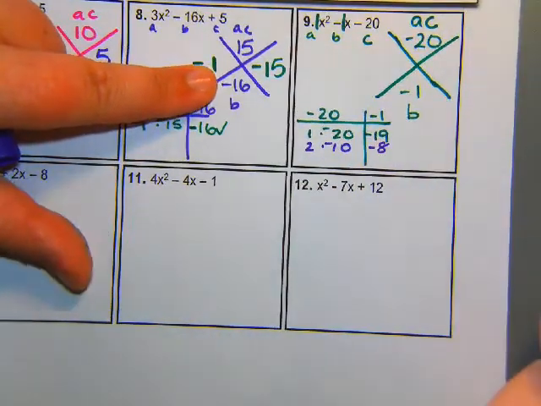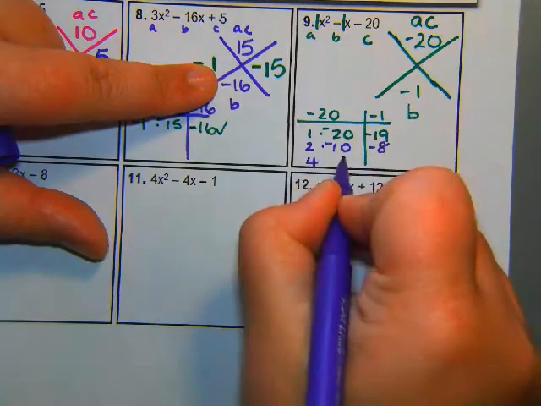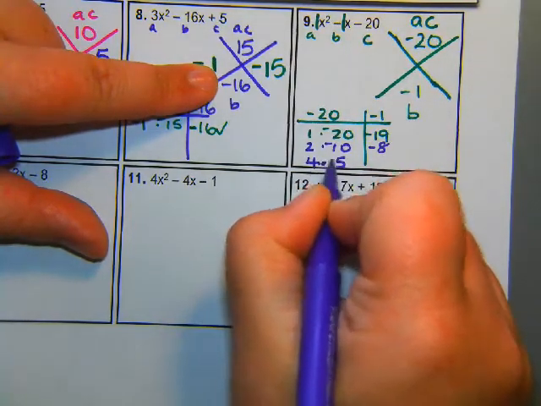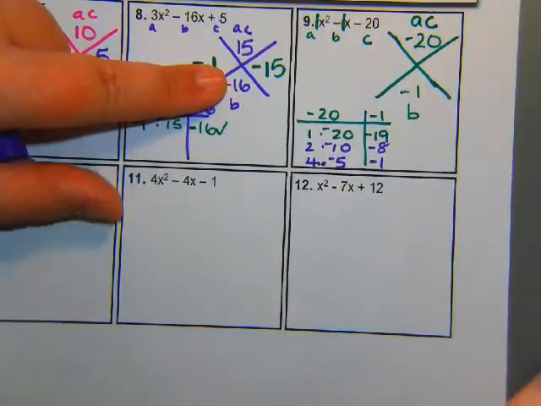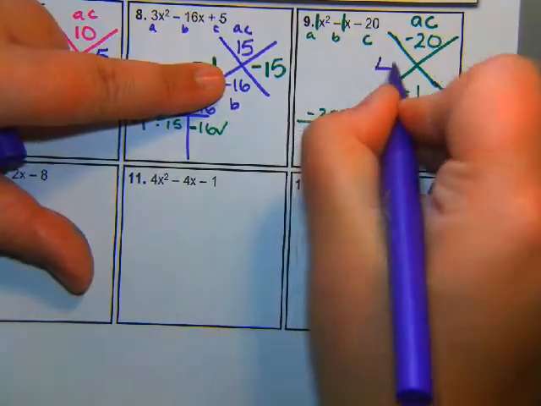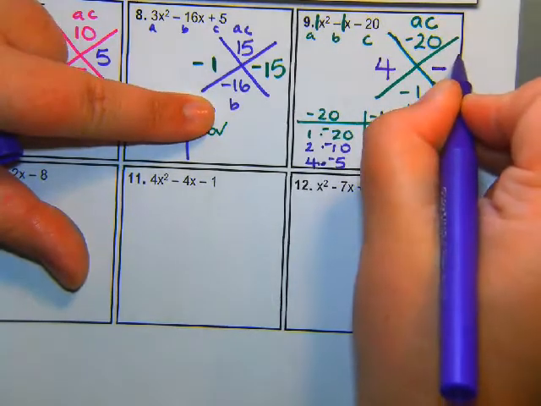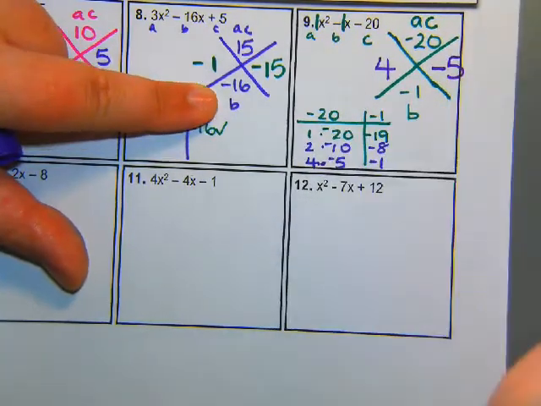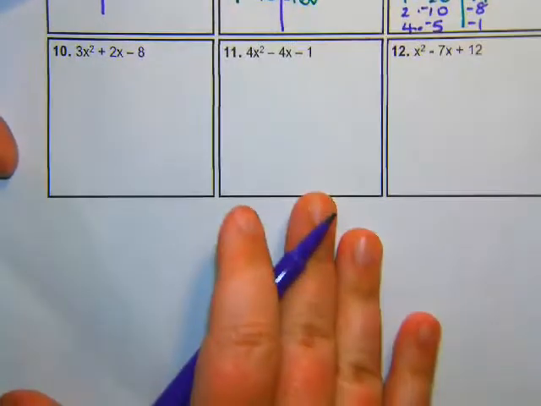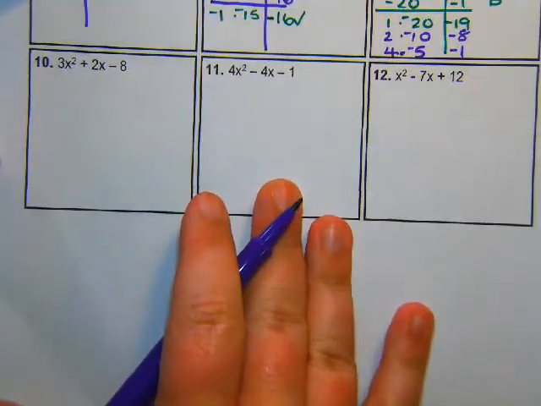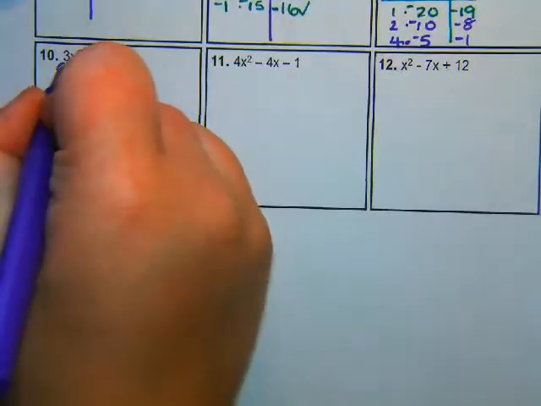Ooh, closer, but not quite. Then we have 4 and 5. Again, make the bigger negative. So the negative is the 5. If I add those, I got negative 1. So I get 4, negative 5. They multiply to a negative 20 and add to a negative 1. Okay. Next, we have A, B, C.